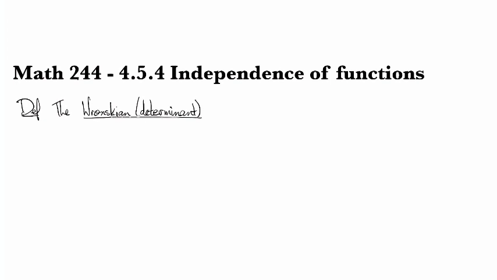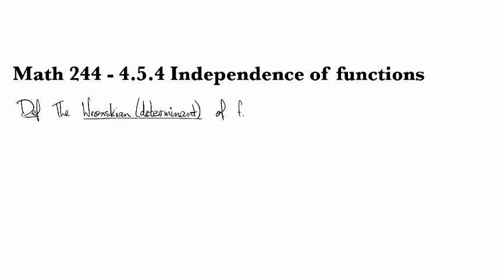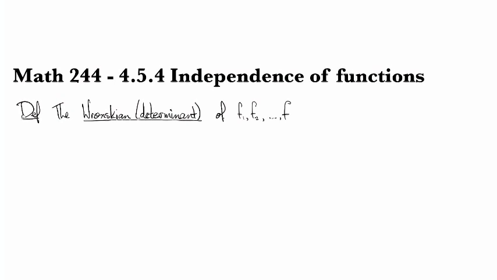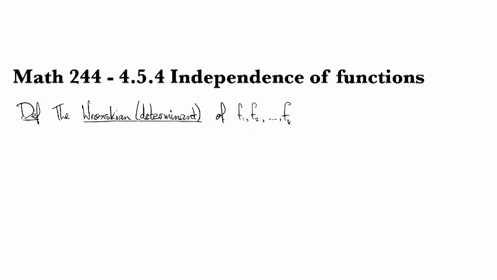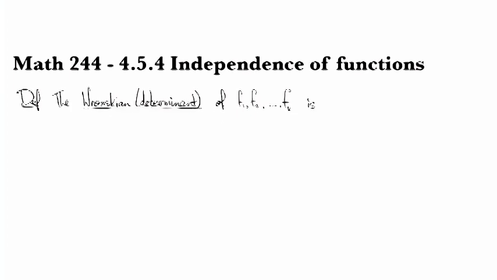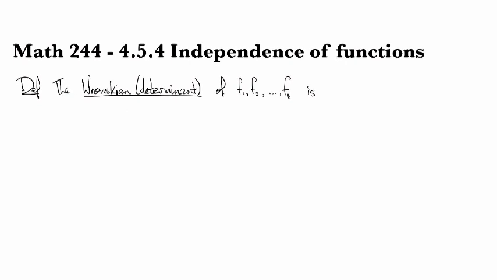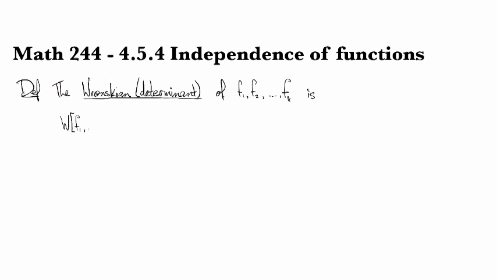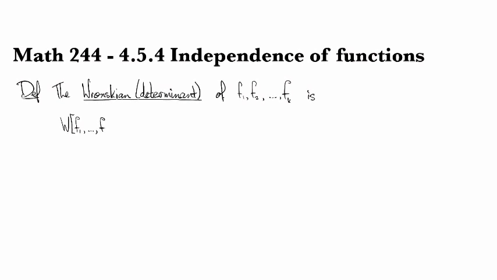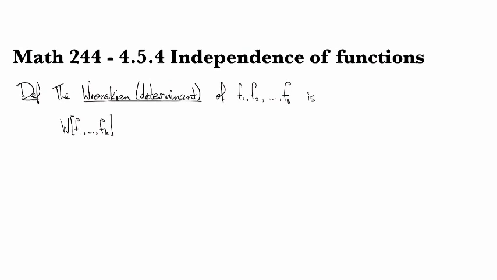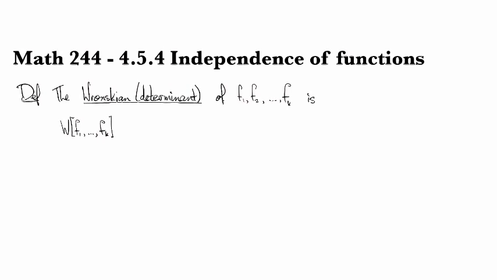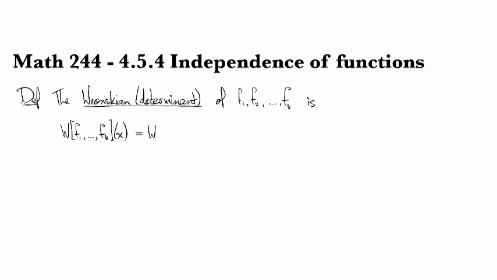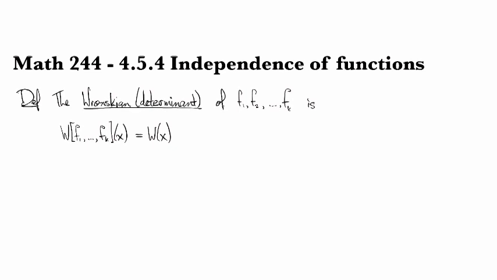So the Wronskian determinant of some functions f1, f2, etc. These need to be a bunch of functions that are all defined on a common interval, and they need to be sufficiently differentiable so that we can take their derivatives. Then the Wronskian is denoted with W of the f's, and it's actually in general going to be a function. So we'll say W of x, and most of the time it's too bulky to write all this, so we'll just call it W of x.